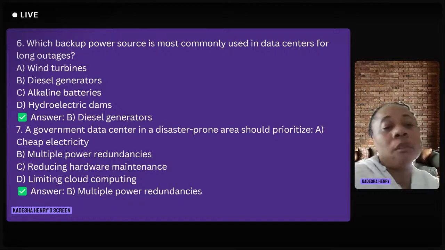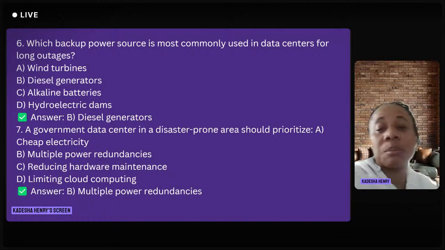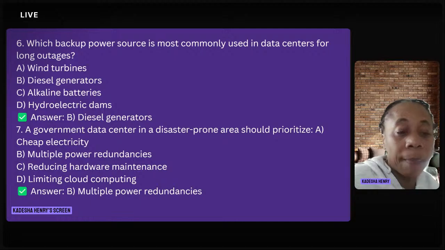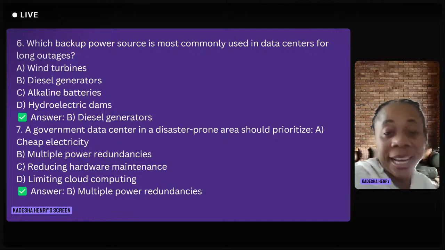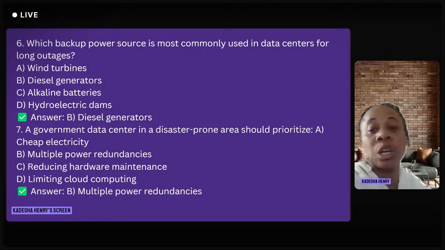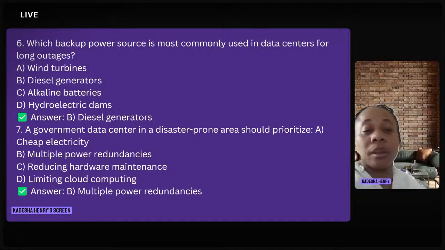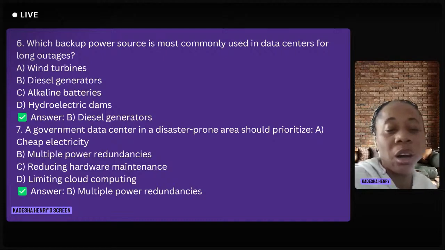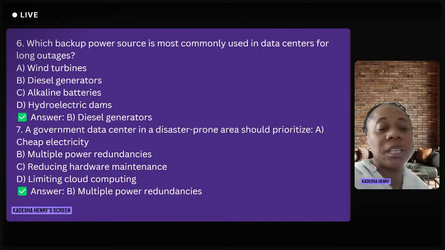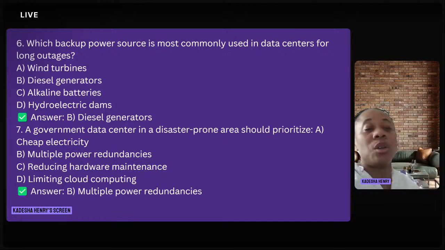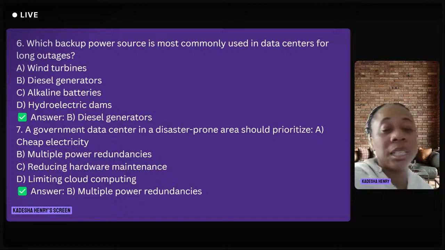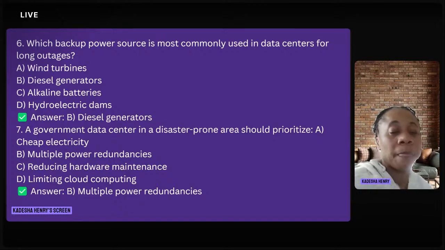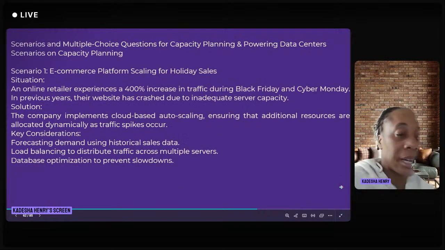Okay. A government data center in a disaster prone area should prioritize what? Is it A, cheaper electricity, B, multiple power redundancies, C, reducing hardware maintenance, D, limiting cloud computing? And if the area is disaster prone, you might want to consider multiple power redundancy. That's important. You probably want to consider doing that.